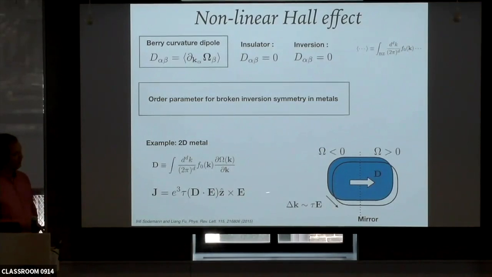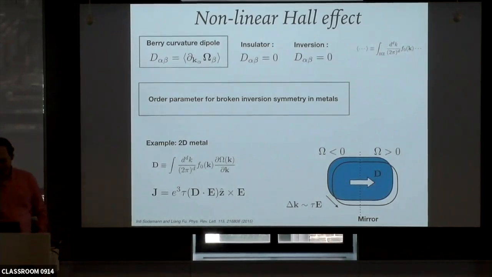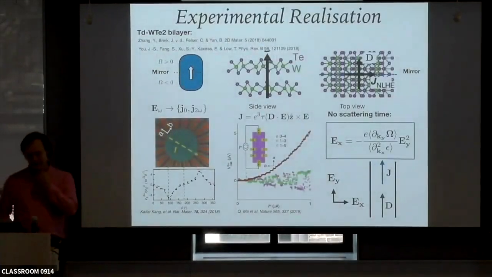So for example, in 2D, you might imagine if you have some Fermi surface that is cut by a mirror plane, then the Berry curvature will be forced to change sign. And then in 2D, for example, you can think of this Berry dipole as a vector that points along this gradient of the Berry curvature. Okay, that's kind of the essence of the effect.